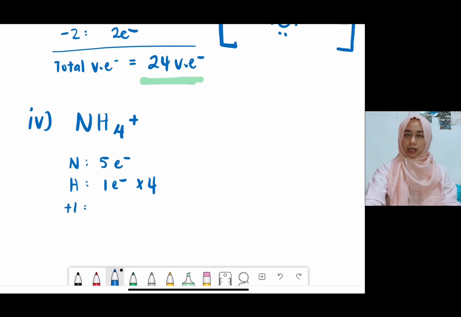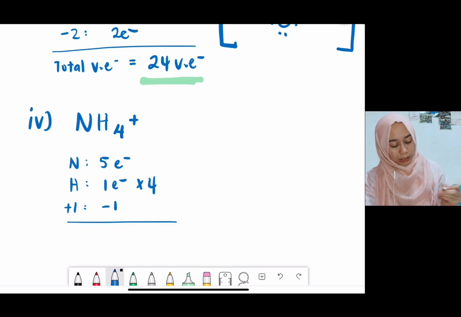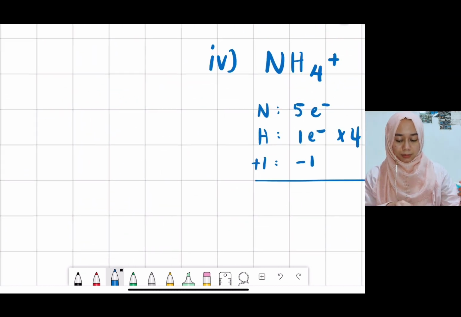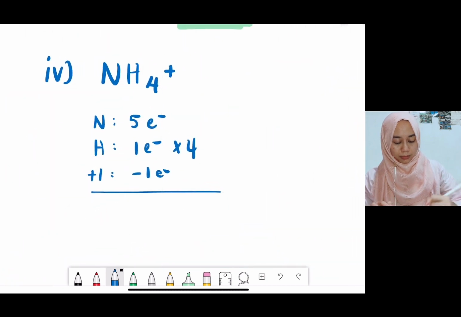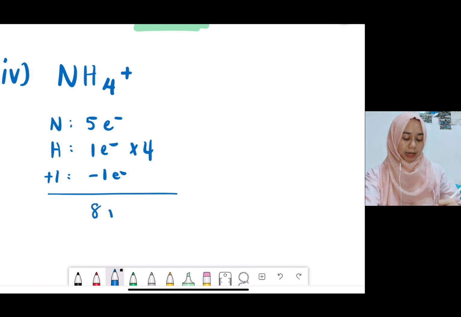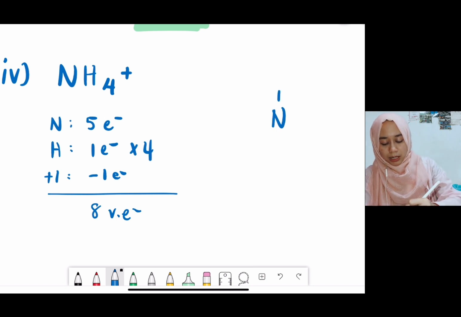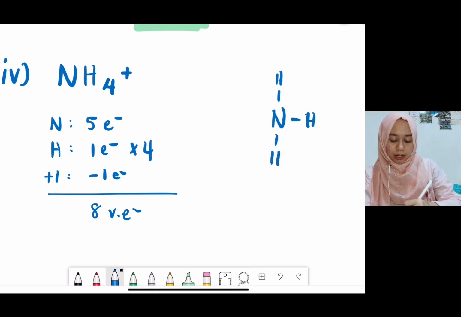So kalau positive 1, positif bermaksud kita lose electron, kita donate electron. So bila kita donate electron, 1, bermaksud kita hilang 1 elektron. Okay. So sekarang ni tolak 1 elektron lah sepatutnya dekat sini. Okay. So lepas kita tolak 1 elektron tu, so in total here kamu akan dapat 8 valence electron. Okay. So again, nitrogen akan jadi the central atom. And then kita ada hydrogen, ada 4. So sekeliling nitrogen ni kita ada hydrogen.